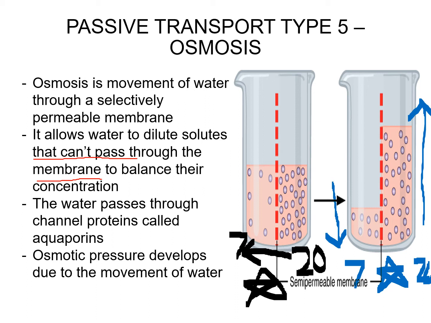So picture making lemonade, right? You can make really, really good lemonade. You can make really, really bad lemonade. If you have too much sugar in the lemonade, it's going to taste like sugar. It's going to be too sweet. It's not going to taste good.